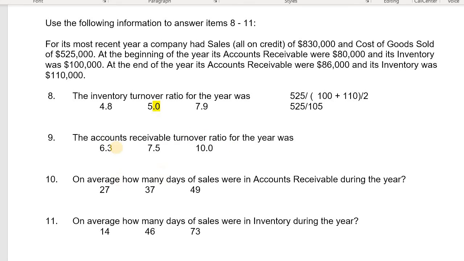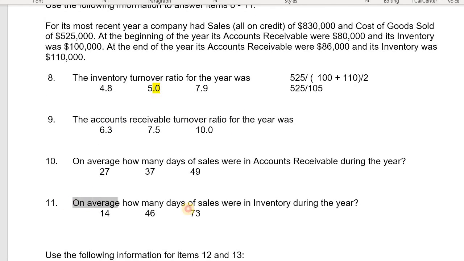Let's go down here to number 11. On average, how many days sales were in inventory during the year? Well, if we turn it over 5 times, there's 365 days in a year. I'm going to divide it by 5 times. 5 goes into 365 exactly 73 times. So at any given time, I've got what looks to be 73 days worth of inventory sitting there on average. Is that good or bad? Hard to tell. Depends on the industry, doesn't it?